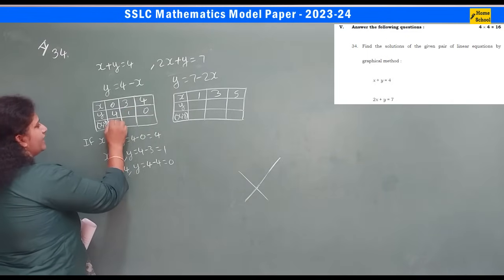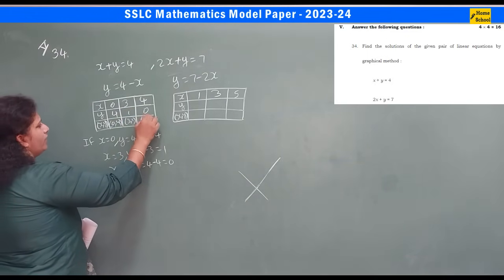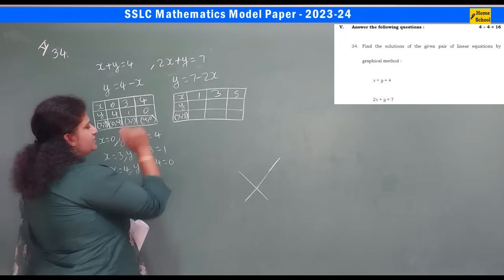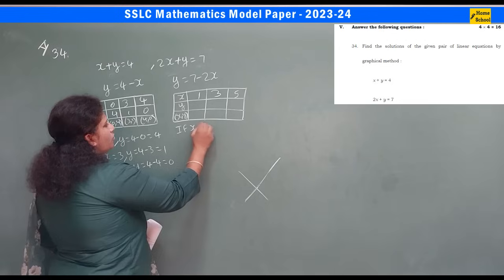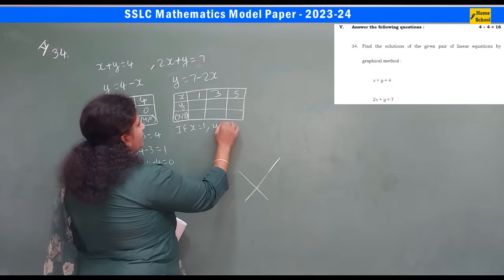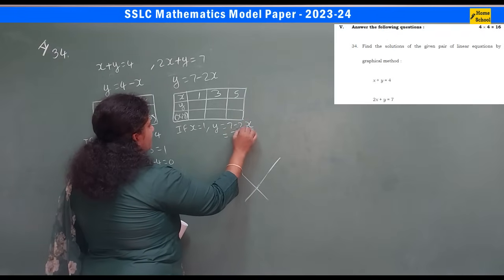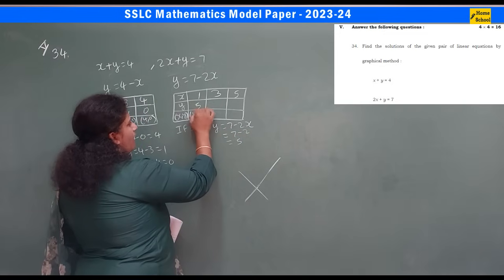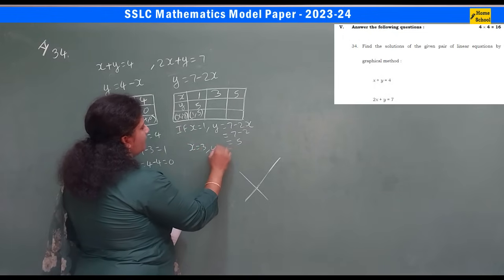So your coordinates are (0, 4), (3, 1), (4, 0). Right? Now the next one. In the same manner, if x is equal to 1, take the equation y is equal to 7 minus 2x. Substitute: 7 minus 2 into 1 is 2. 7 minus 2 is 5. (1, 5). Suppose we take x is equal to 3, what happens?